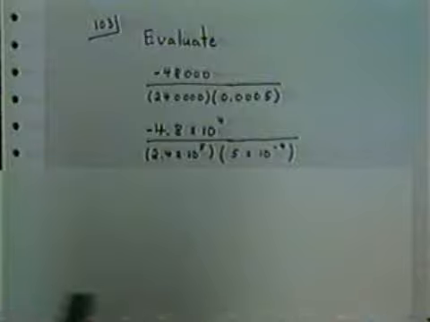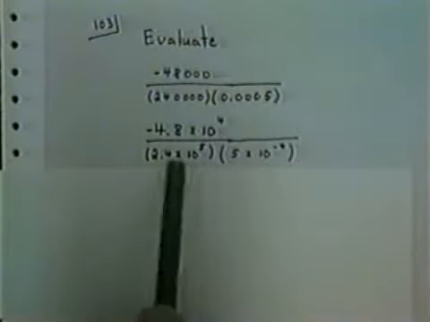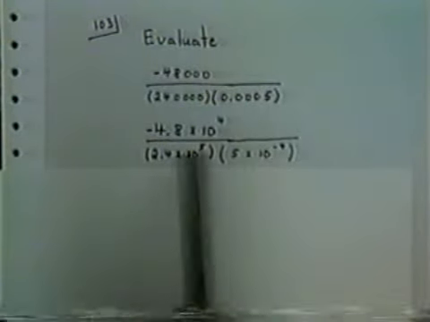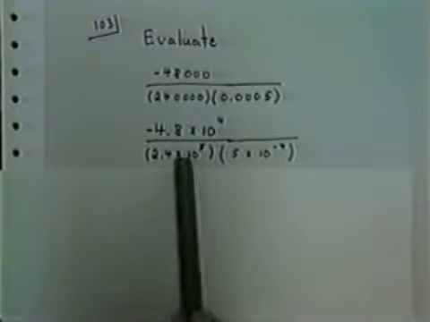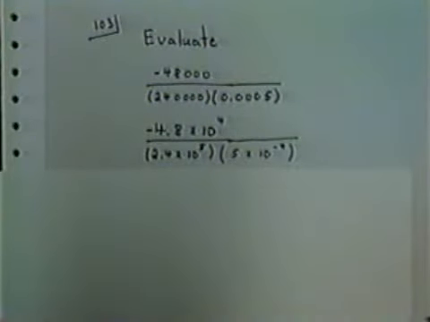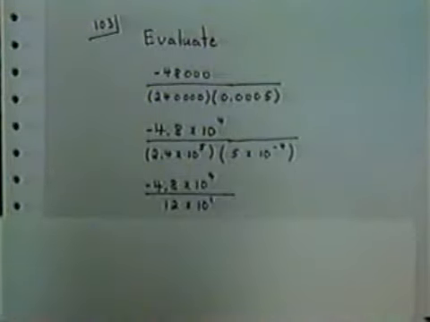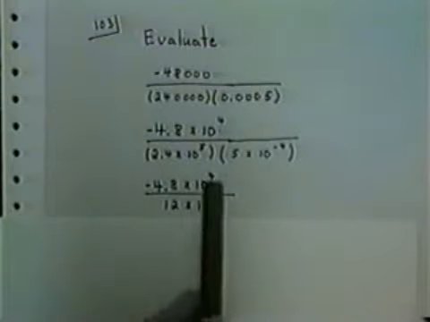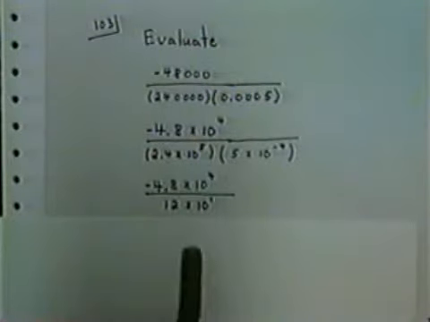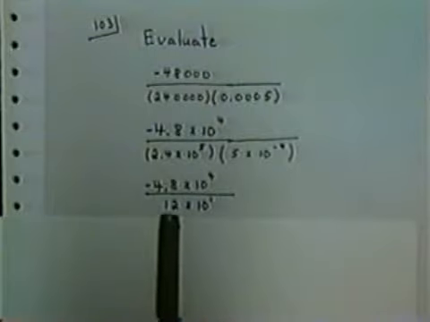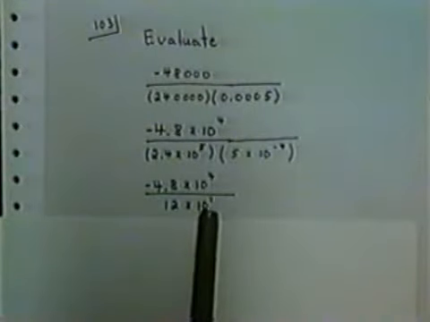Now, according to the rules of operations, I do what's grouped together first. These two are grouped together. So I'm going to multiply the two numbers in the denominator together, and I'm left with a negative 4.8 times 10 to the fourth, which I just brought down in the numerator, divided by 12 times 10 to the first.